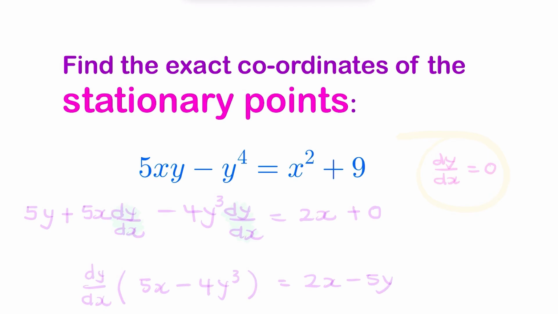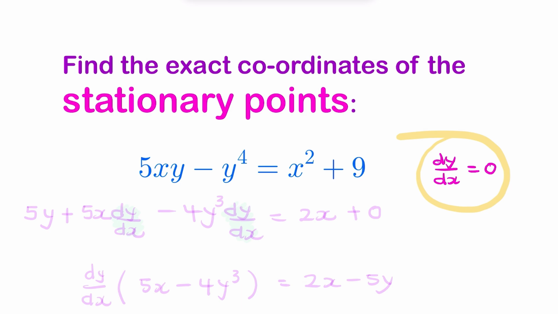Here we have the equation of some kind of curve where x and y are related, and we're asked to find the coordinates of the stationary points. So remember, stationary points are those points where dy by dx equals 0. So we need to differentiate to find dy by dx and then solve dy by dx equals 0.